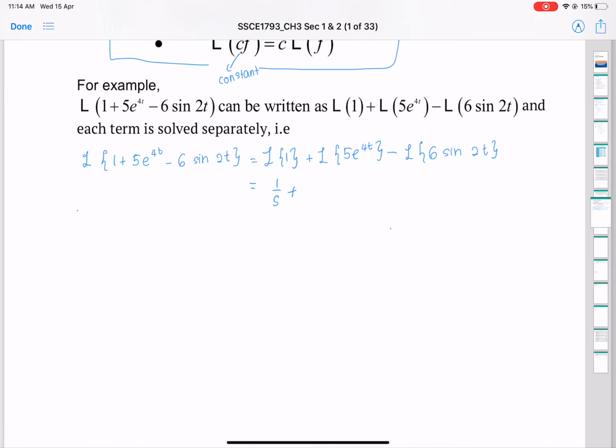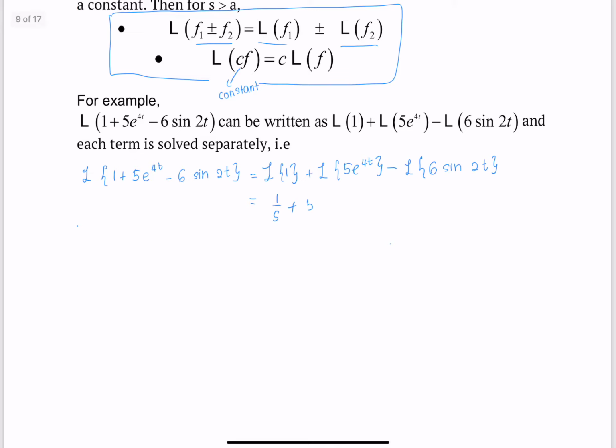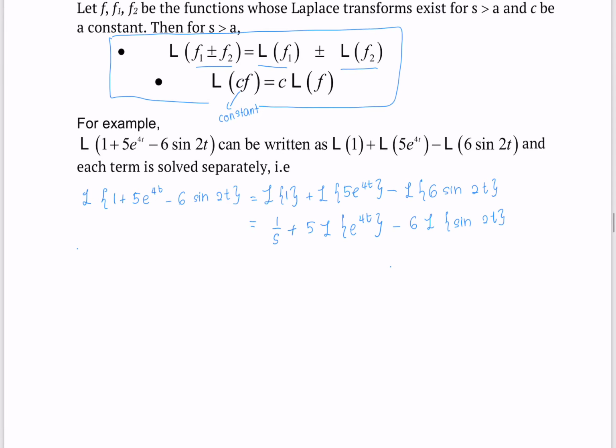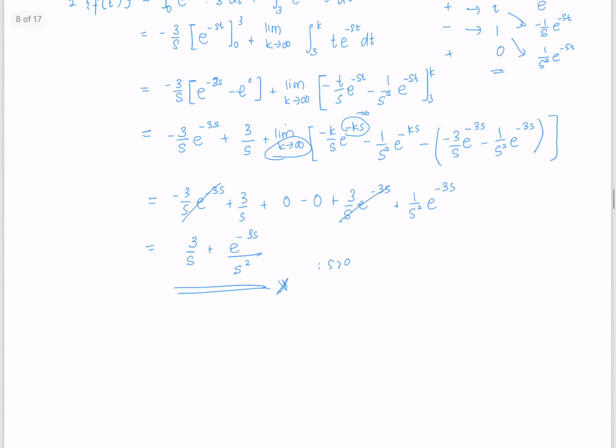For the second Laplace transform, I have 5, where 5 is just a constant, so I can take out 5, the Laplace transform of e to the 4t. And for the third function, 6 is just a constant, so I can take out 6, the Laplace transform of sine 2t. Okay, so now we can refer to the Laplace table for exponential and sine.